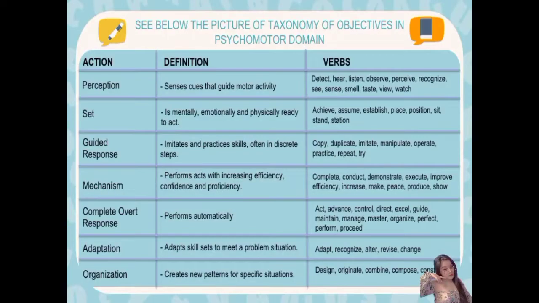See below the picture of the taxonomy of objectives in the psychomotor domain. It has an action word, definition, and verbs. The psychomotor domain taxonomy of Elizabeth Simpson, 1972, is based on the work of Bloom, Krathwohl, and others. Simpson's psychomotor domain is concerned with the use and coordination of motor abilities. Her classification system stresses the growth of skill mastery from observation to creation.